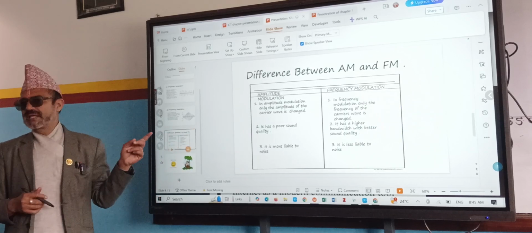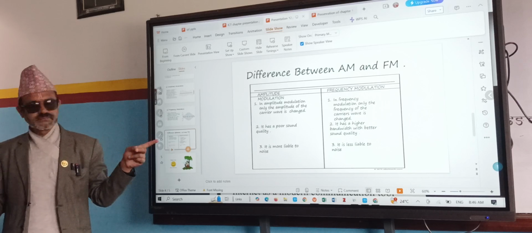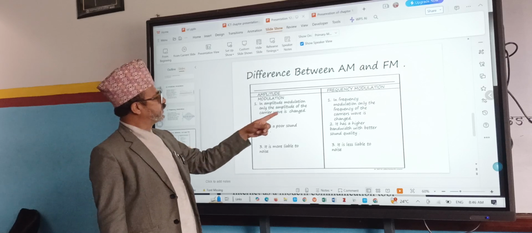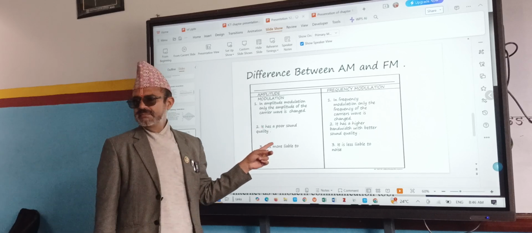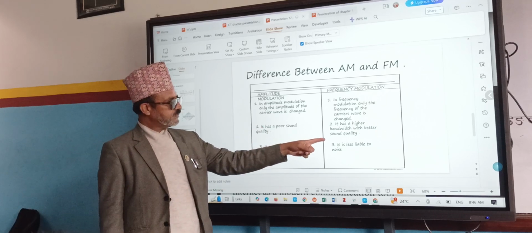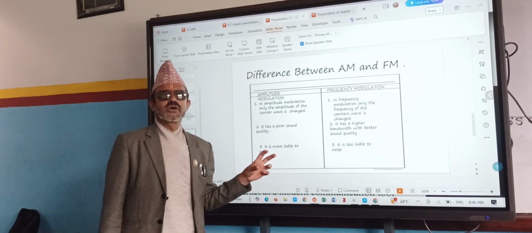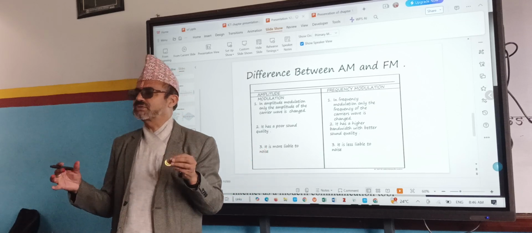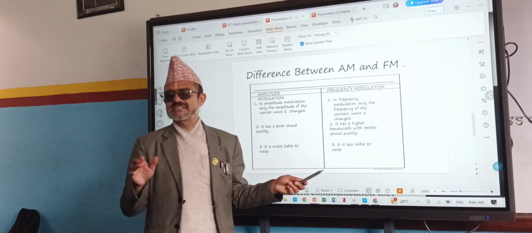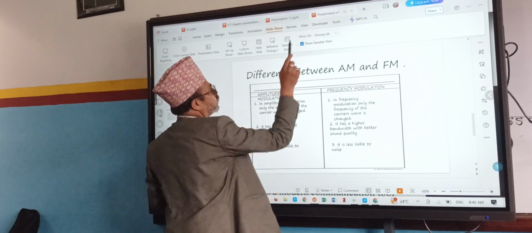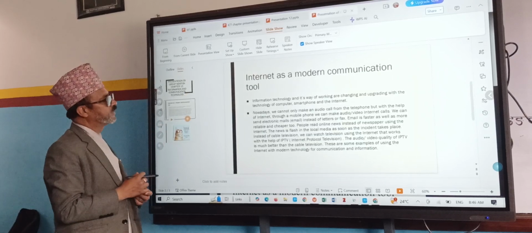Here are the differences between AM and FM. Differences between them can be asked. Miss, what are you writing there? In AM, only the amplitude of the carrier wave is changed. In FM, the frequency is changed. AM sound quality is poor, FM has better sound quality. AM is more liable to noise, meaning it produces more noise in the sound. But FM is less liable to noise, meaning noise is not produced, so clear sound comes.